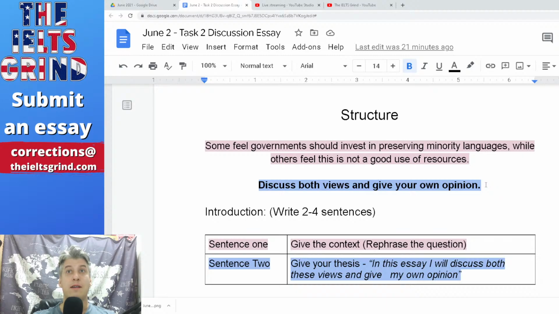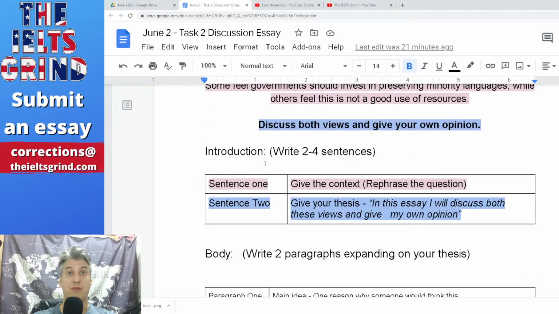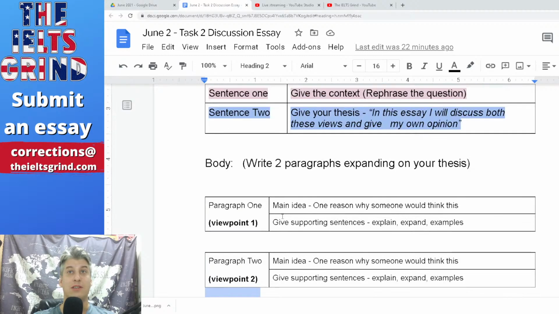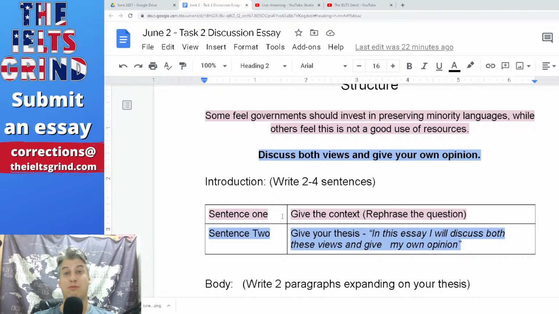Okay, so the structure is very much based on this idea that we have 3 things to talk about. Every essay is split into 3 parts: introduction, the body, the main part, and conclusion. Every single IELTS essay you write will be split into those 3 things, and pretty much any essay you write at university or anything like that will be the same.